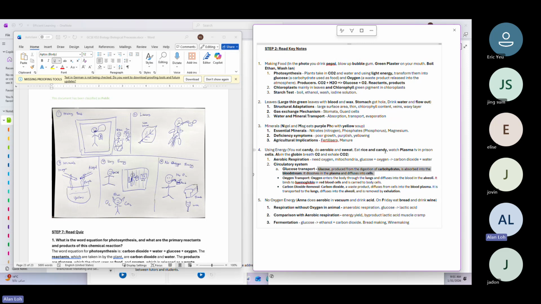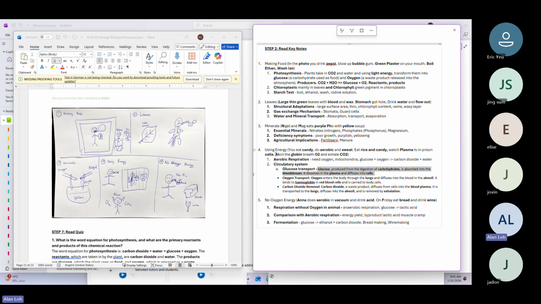So I use candy as a representation to represent glucose. Then it's absorbed into the bloodstream and dissolved in the plasma. Plasma is part of the blood and diffused into the cell. So watching plasma TV in a prison cell. So you are eating rice and candy and watching plasma TV in a prison cell. So that will help you to remember how this glucose is being transported.